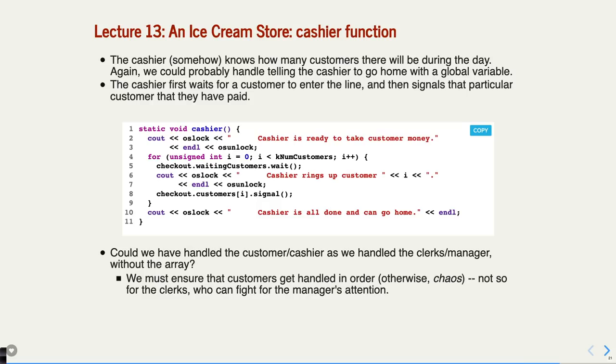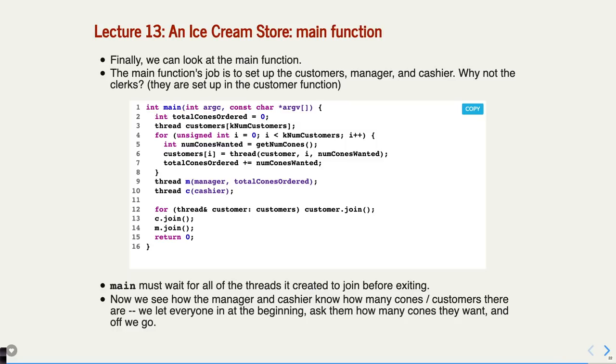All right, any other questions on what the cashier's doing? Okay, so we finally made it to the main function. The main function sets things up, so let's see how it does that. It sets up the customers, the manager, and the cashier. Remember, it does not do anything with the clerks because the clerks are created in the customer. The customer somehow magically creates a clerk thread. Okay, that's how that one works.